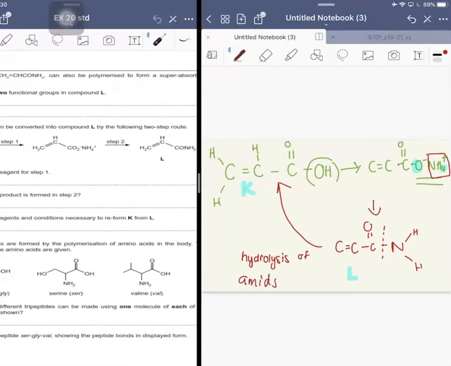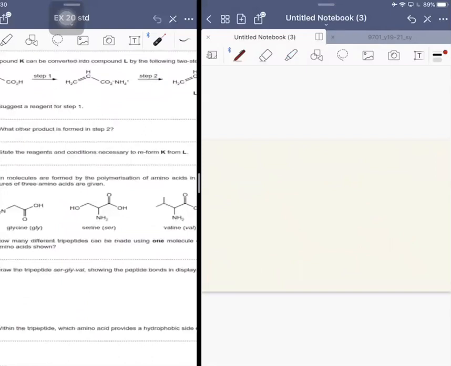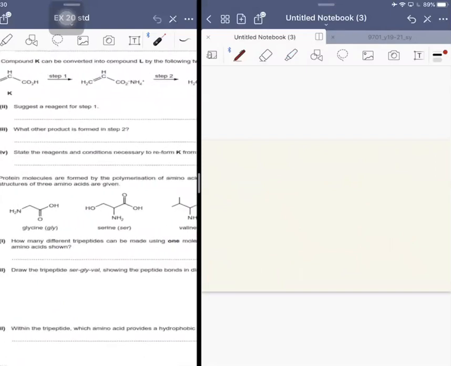There are 2 types of hydrolysis of amides, either the acid hydrolysis or the base hydrolysis. The easiest one for you to remember is acid hydrolysis. So please choose the reagents and conditions for the acid hydrolysis of amides. Next, question 8.